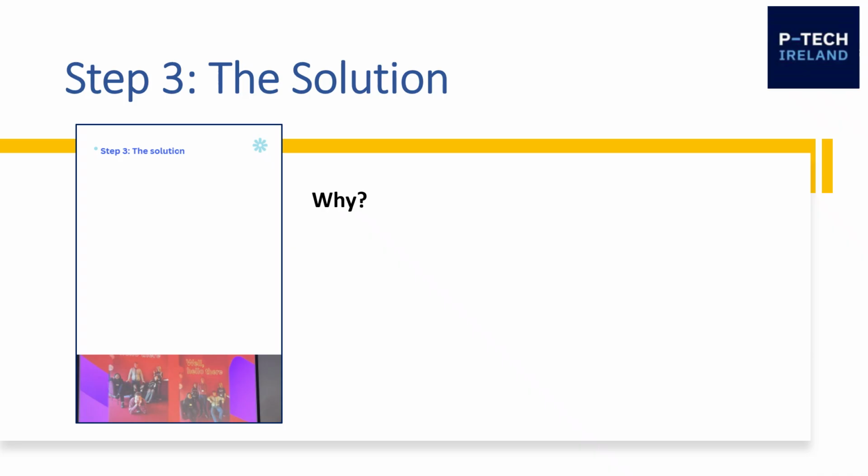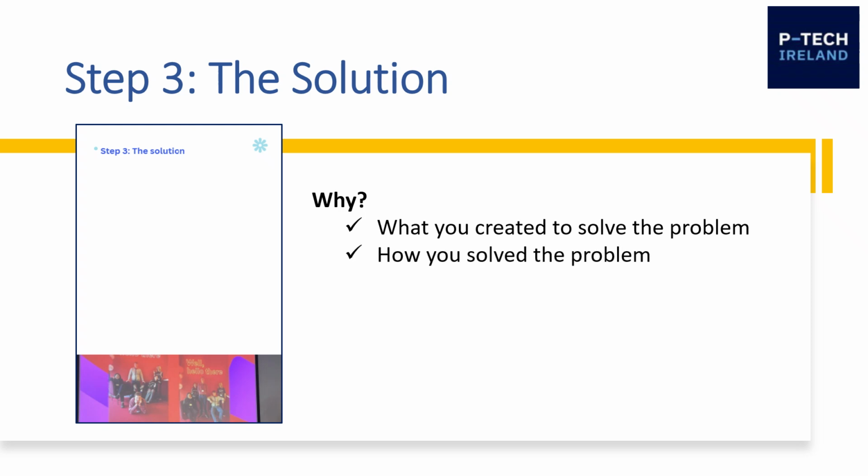Well, the solution section is where you show what you created to solve the problem. It's one of the most important steps of your project report because this is where you get to explain all the results of your hard work. It's where you get to show how you solve the problem. Anyone reading your report should be able to understand what your solution is, how your solution works, and why this solution helps the target audience.